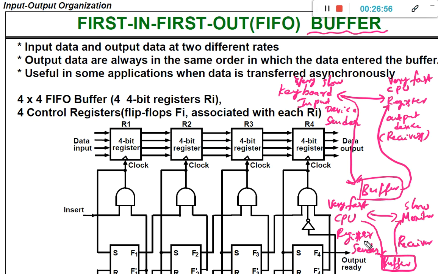So it can hold the data temporarily to make sure that the speed is balanced between a faster device and a slower device.